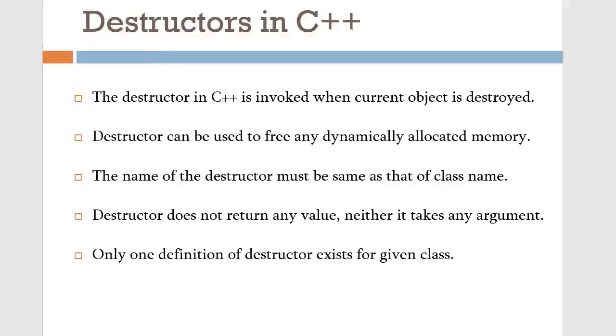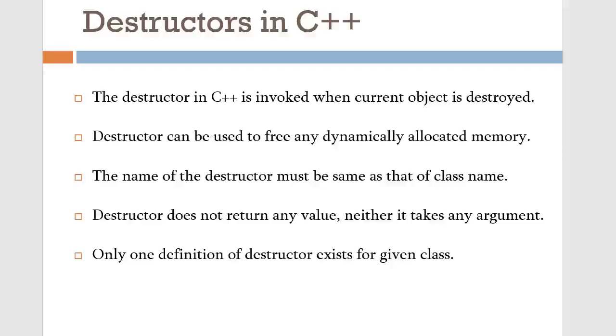Now let's talk about a destructor. As the name suggests, a destructor is used to destruct or destroy something. The destructor in C++ is invoked when the current object is destroyed. So when your current object goes out of scope or is no more used, it gets destroyed. The destructor can be used to free any dynamically allocated memory. So if you're allocating any dynamic memory in your program, the destructor can be used to free that memory.